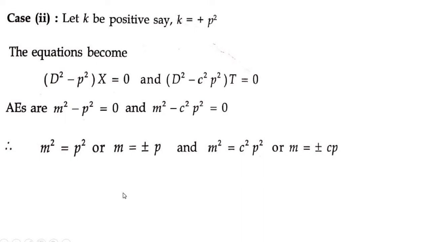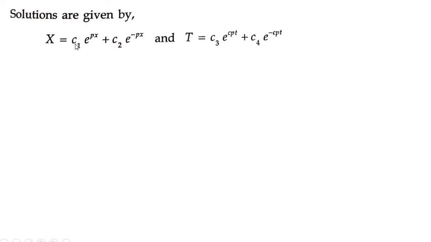So how do you write its solution whenever you have real and distinct roots? You write capital X is equal to C1 into e to the power. C1, C2, C3, C4 you have already used. So you can use the next term, that is C1 dash, C2 dash, C3 dash, C4 dash. Here I have written C1, C2, C3, C4 only. But when you are writing the solution of a partial differential equation, you have to write it as C1 dash, C2 dash, C3 dash, C4 dash.